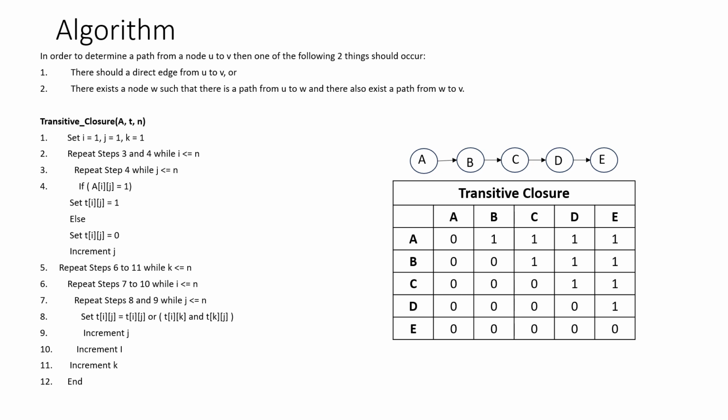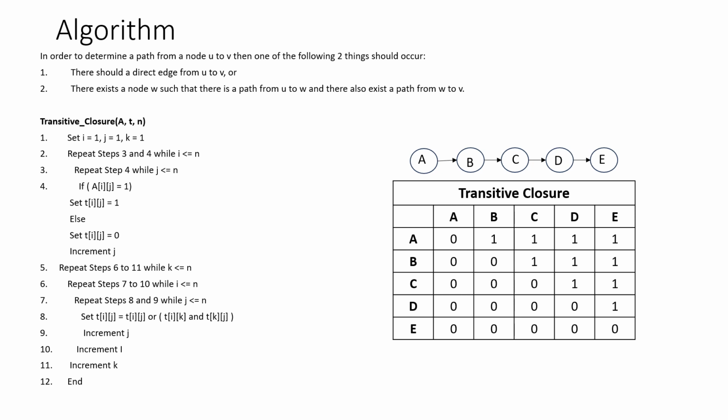Okay, there is not a direct edge from A to C. So let's consider B as an intermediate vertex. As we can see, there is a direct edge between A and B, so we can say that there exists a path from A to B. And B and C are also connected by an edge, so there also exists a path from B to C. Since there exists a path from A to B and B to C also, we can say that there exists a path from A to C. We have successfully found the path from A to C.